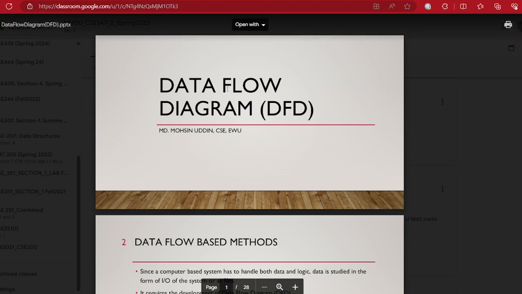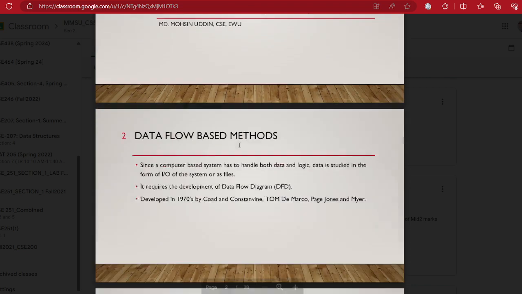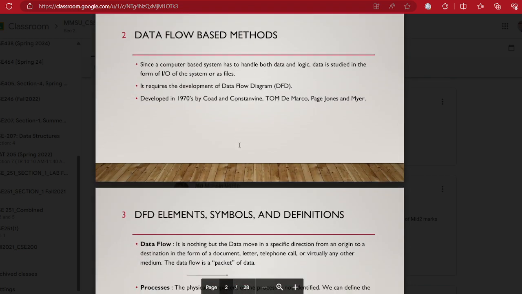Okay, so when we're talking about the data flow diagram, we just need to be able to understand which components we are building in our system and which data will be going from one component to another component. So that is what we need to be aware about.